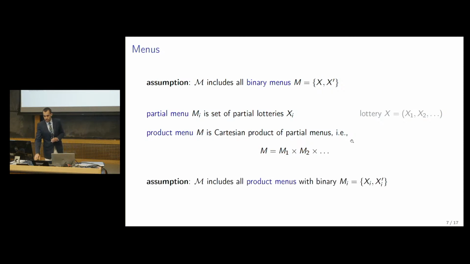So the assumption that I'm going to make is that the collection of menus that the decision maker could be presented with includes all product menus with binary partial menus. Right, so that's just the simple analog to a binary menu. Now, of course, the decision maker might make choices from menus that are not product menus with binary partial menus. They might make choices from other kinds of product menus or menus with budget constraints or so forth, and that's all fine. But at the very least, they need to be able to make choices from these simple kinds of menus.